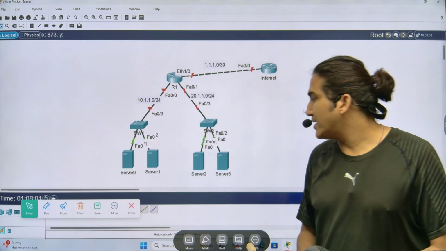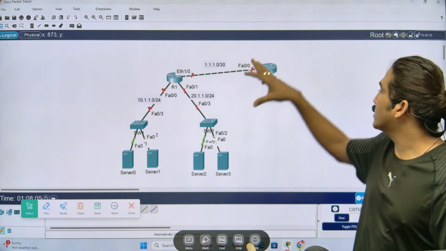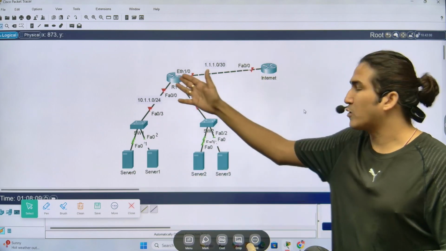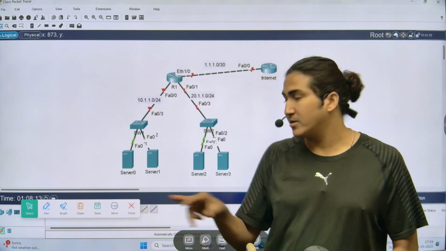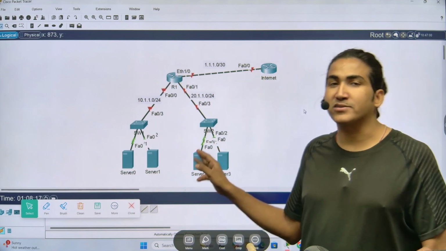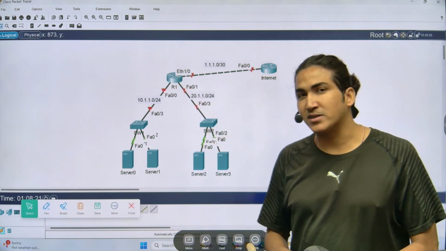So my requirement is what? These servers should be able to access the internet, or maybe users from the internet should be able to access these servers. So you can configure 1-to-1 NAT here, right? Or you can configure PAT for internet access, right? Let's say these are the general employees who need to access the internet. For that I can configure PAT here on my edge router.